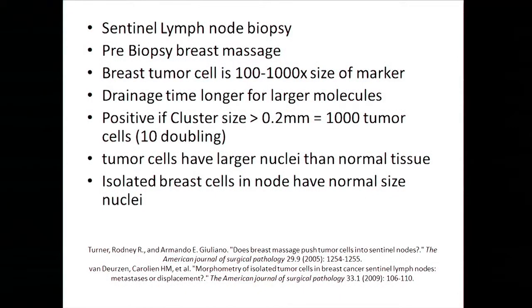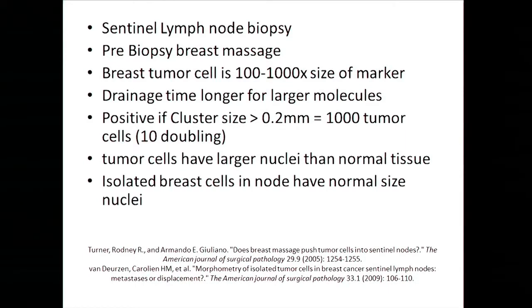So, sentinel node lymph biopsy. They do a pre-biopsy breast massage. They inject some things that are going to go down the lymph that they can see later, and they massage the breast. The question is, there's cancer in there. Are they making it worse? Well, cancer cells are big. The molecules they put in to image are small, so they're going to diffuse much faster. So when they actually go in and do the biopsy, the cancer cells probably haven't gotten there anyway.